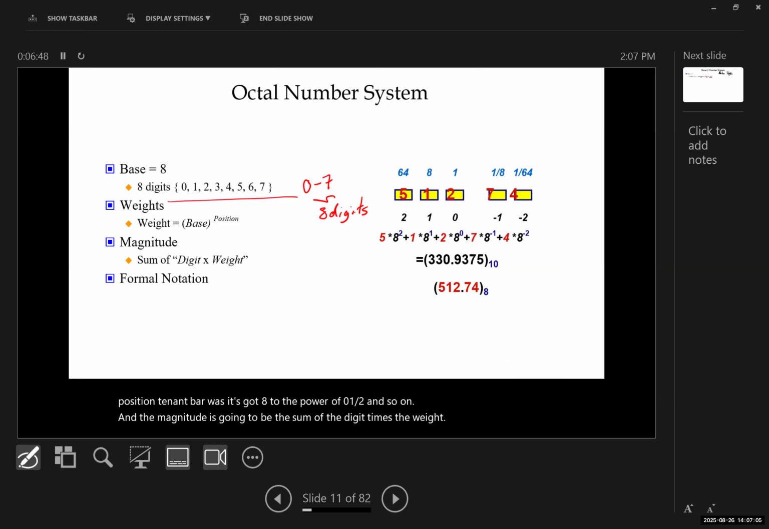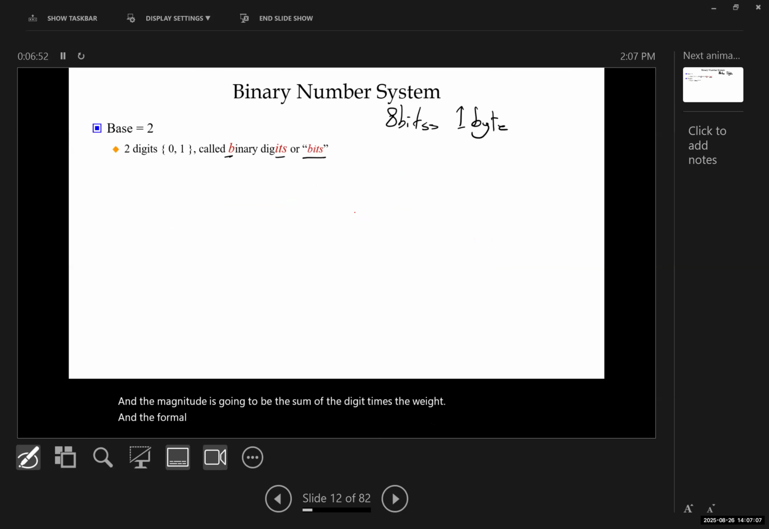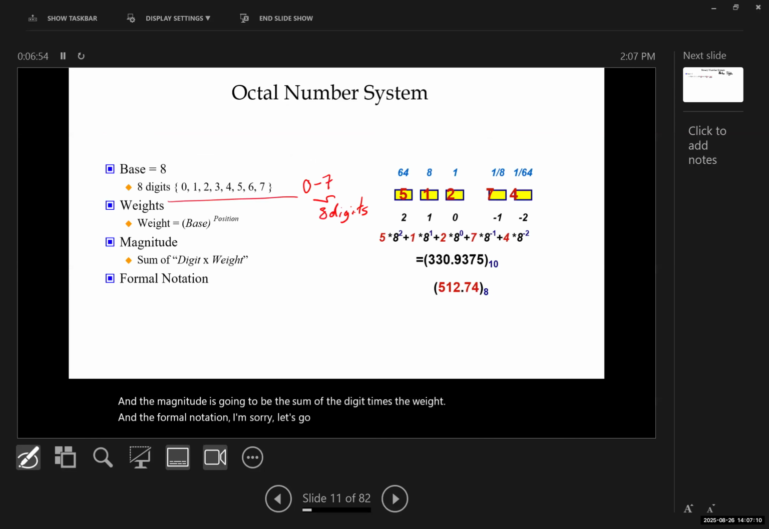And the formal notation, let's go back. It's going to look like this. So this is an example of a base of 8. We have 512.74. So the first digit is going to be 8 to the power of 0, 8 to the power of 1, 8 to the power of 2, and 8 to the power of negative 1, 8 to the power of negative 2.